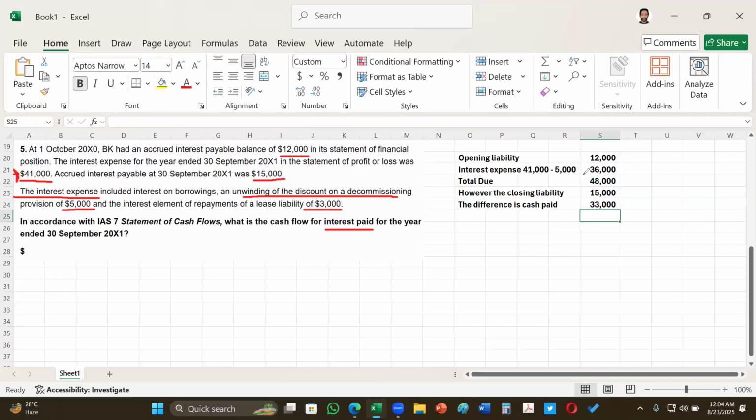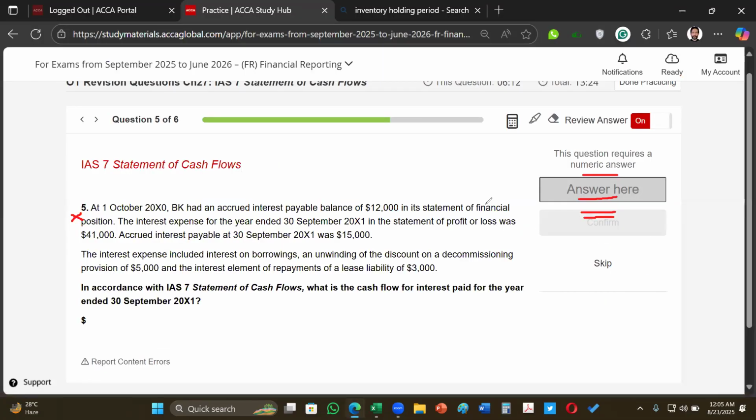So from here, we figure out what is total due, and from here, we figure out the amount of cash that has been paid. This is 33,000. So I hope this makes sense. This was just made tricky because of the wording that 41,000 included these two. However, it should not have included this 5,000. Okay, so the answer is 33. Let's go back and mark the right one here. It is 33,000. Let's clear the drawings.